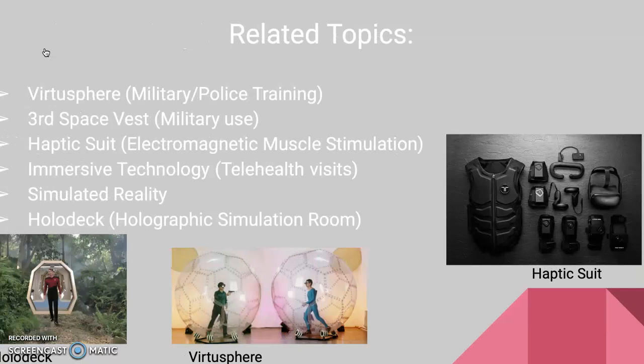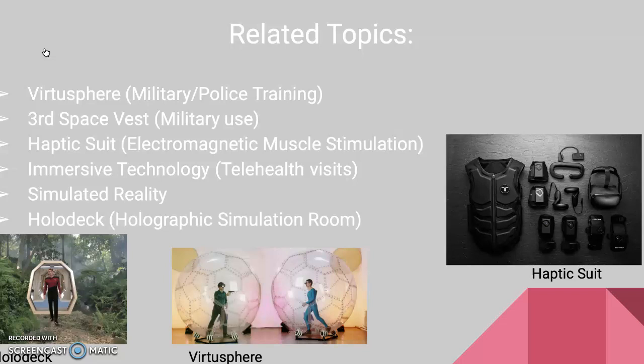Related topics to virtual reality, immersive virtual reality, should I say, are the Virtusphere and the Third Space Vest. Both of these are used in military and police training. As you can see, I posted a photo here in the middle of the Virtusphere. The Virtusphere is essentially an 8 to 10 foot bubble that you can get in, and you can use propped guns, weapons, anything to help you get in a simulation to protect yourself for the military and for the police.